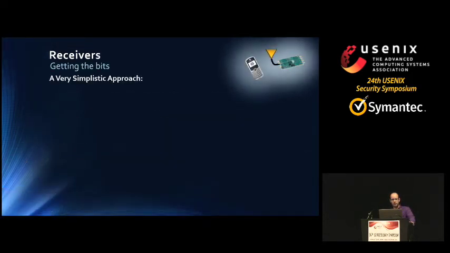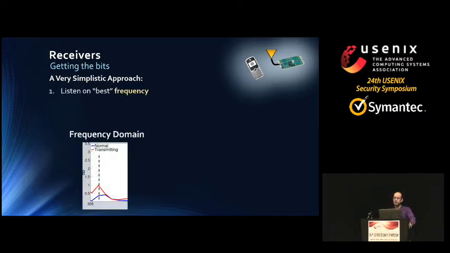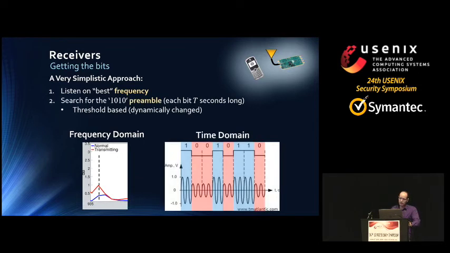And briefly, let's talk about getting the bits. Like I mentioned before, it's a very simplistic approach. First, we have the device listen across the spectrum and try to find a frequency that's the least noisy. In our case, we just looked at the frequency that's oscillating the least. Then the receiver looks for the preamble, and if it finds a preamble, it extracts the 12-bit payload.